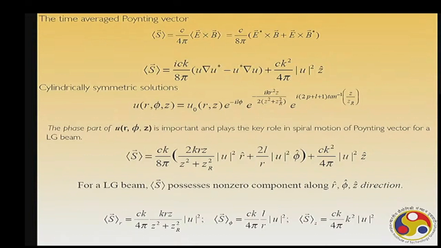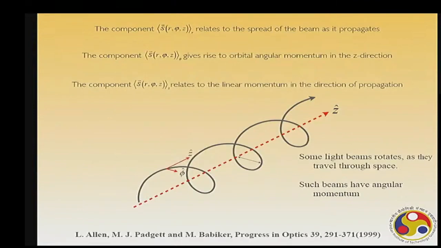So what is the angular momentum or Poynting vector along the phi direction? What is the Poynting vector along the radial direction? And what would be the Poynting vector along the z direction? You just have to follow the treatment here, and you will get these three non-zero values. If I depict all those non-zero values, you can see a helix rotating. Along the z direction, it carries the linear momentum. The radial direction component gives you the diffraction. The component along the phi direction carries the angular momentum along the z direction.